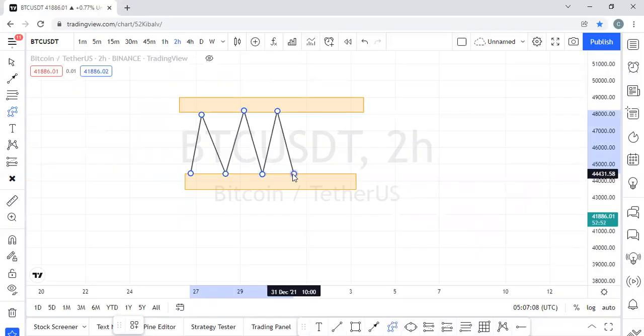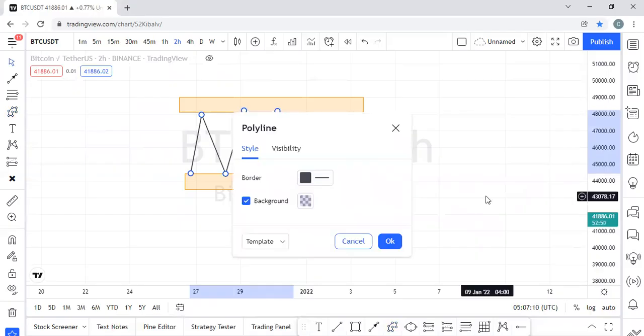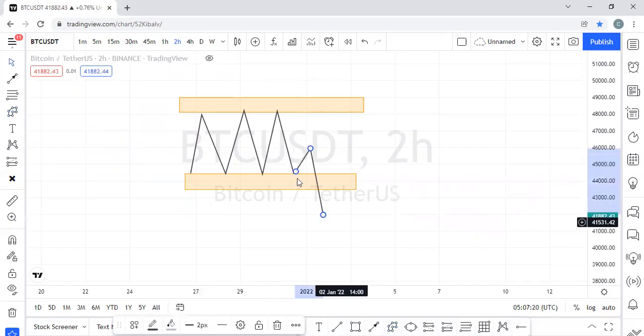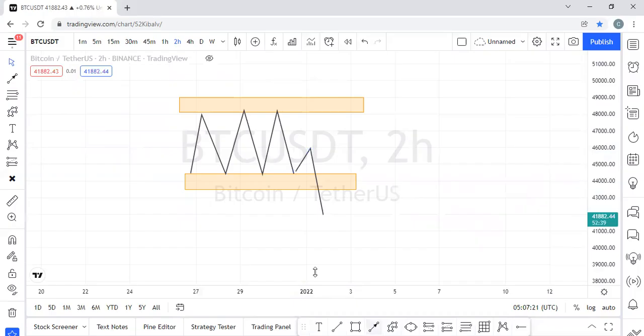So for a market to give the SMS, it has to close above or below the range. That means the market must do something like this, and now come below this range. So we call this our SMS, a shift of market structure. Now this range has been broken. Since it broke the downside, we are looking to sell or go short on this market. So this is an SMS. The market has gone below the range.